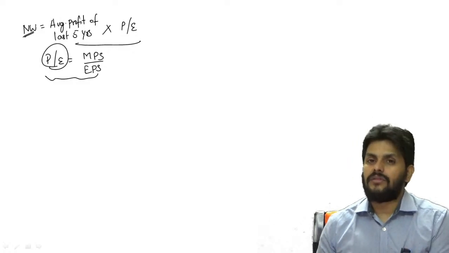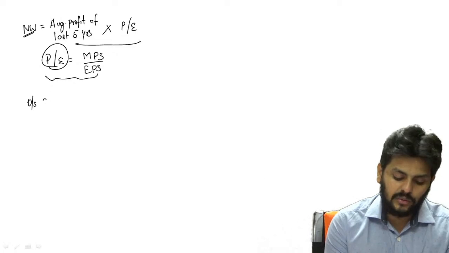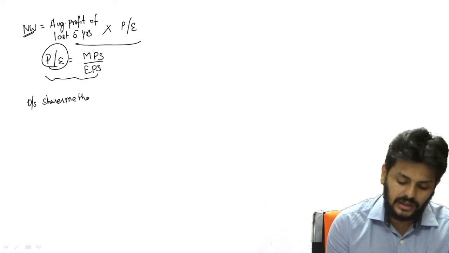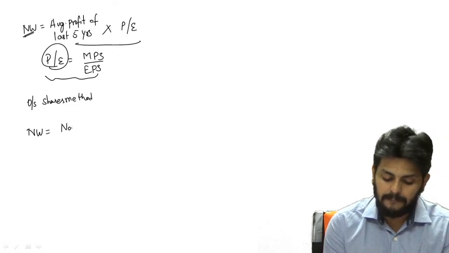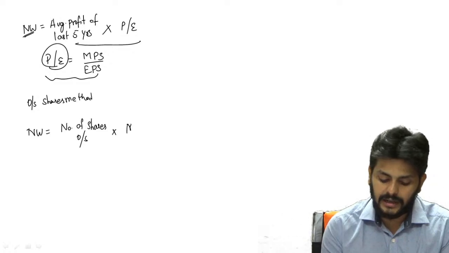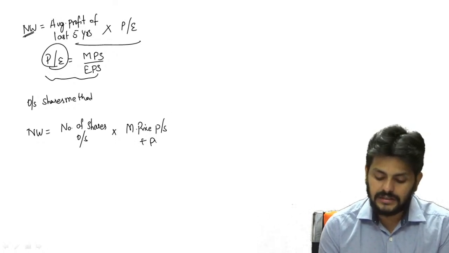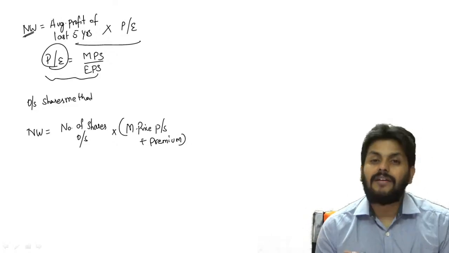If that's not a favorite method for you, you want to do the last method. This is called the outstanding shares method. Now it's a very easy outstanding shares method. Net worth is equal to number of shares outstanding multiplied by market price per share plus premium. This premium is a per share value that you pay extra.